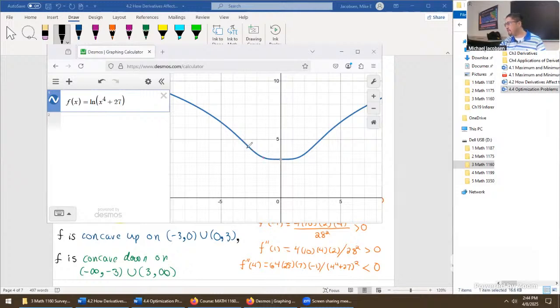I put a tangent line here. The curve does in fact lie above that tangent line. Same with one right around here. So that does look like it would be concave up in this region.